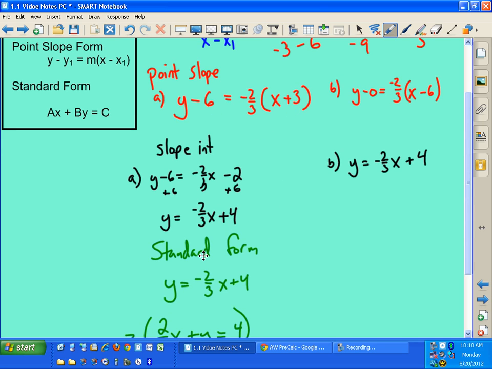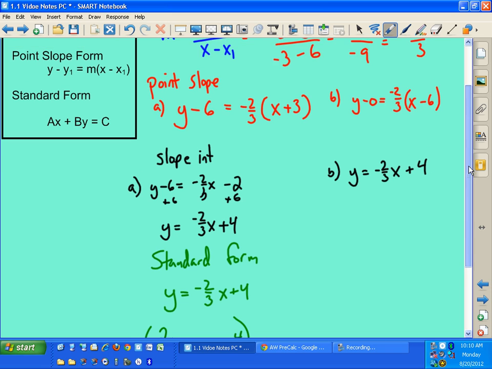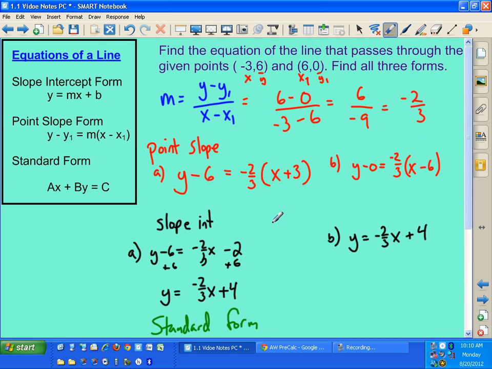So it just kind of depends on how you want to do these, but this is something that we're going to be doing in class. I don't know if we'll go through all three forms, but I just wanted to show you how all three forms were related to one another.